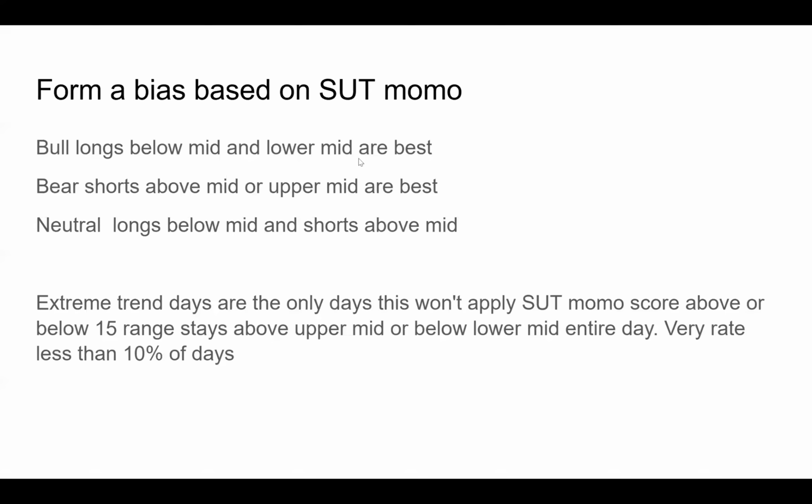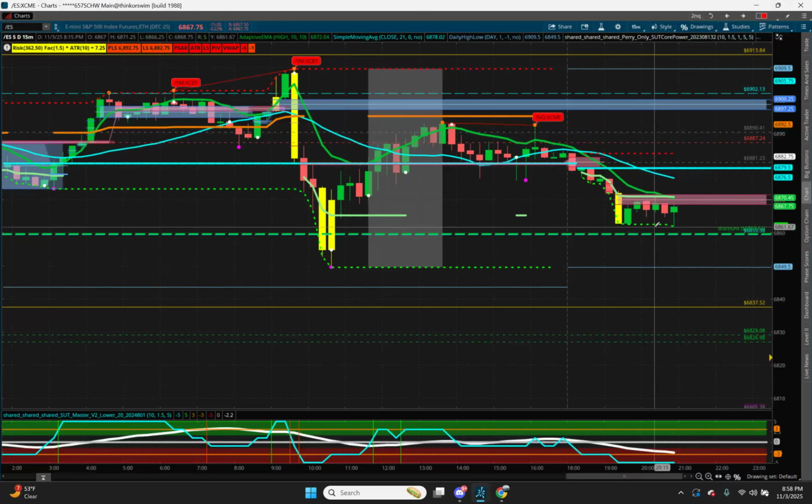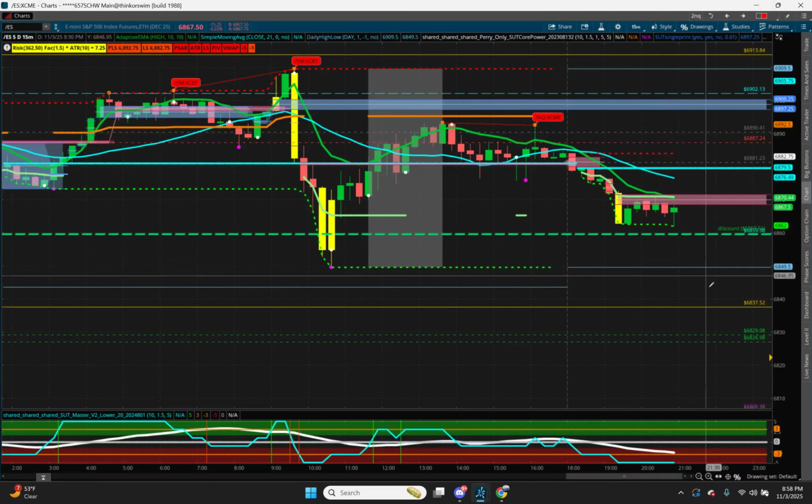If we're bearish, shorts above the mid or the upper mid are also best. So I think I'm a little bit on the neutral bias here today, going into tomorrow, because we're still at that high. We're neutral unless we break lows. So if we're neutral and we're below the lower mid and below the mid, and my bias is technically still neutral unless we crack this, I'm wanting to take longs here.